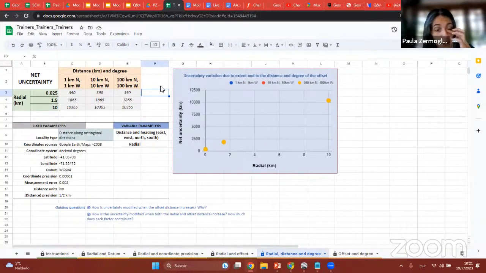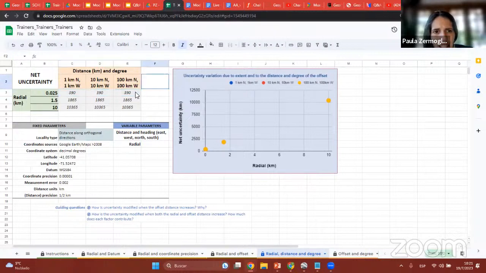And for distance and degree, what we are varying is the radial, the distance, and the distance in a particular direction. And so in here, you should have seen that when you calculate the values, the uncertainties are the same in each row. So that's why you see only one dot, is because the other ones are underneath it.